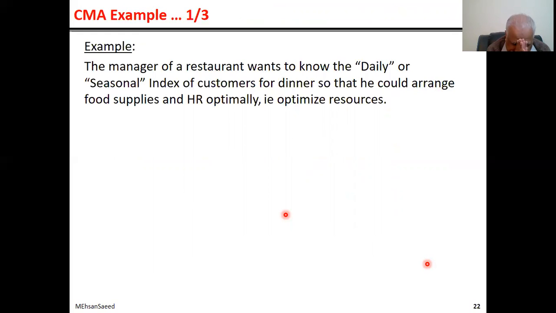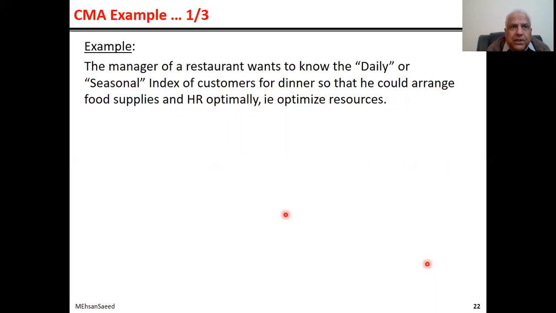There is a restaurant and its manager, having done MSPM or having done this centered moving averages, wants to apply centered moving averages into planning his logistics. Take any item in a restaurant, milk. The restaurant owner has to place an order for milk to some dairy, to dairy farm, or to some vendor, milk seller.